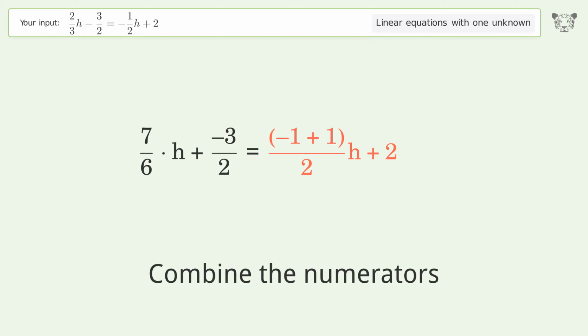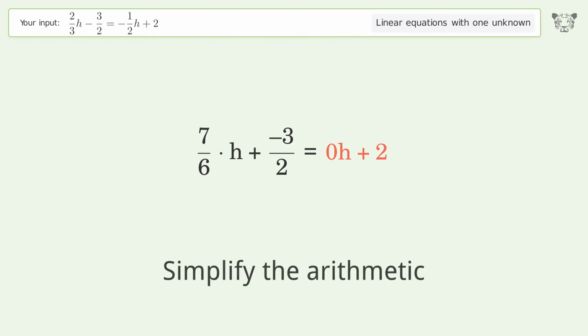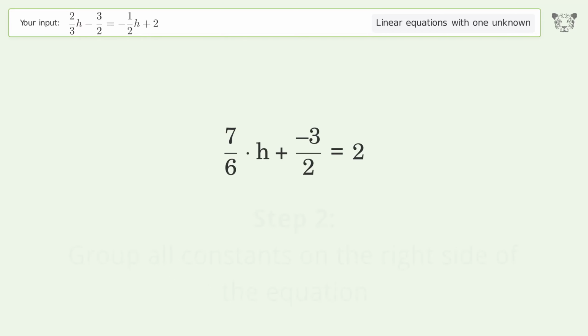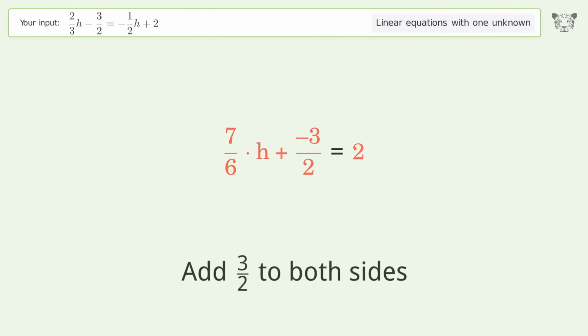Combine the numerators. Reduce the zero numerator. Simplify the arithmetic. Group all constants on the right side of the equation. Add 3/2 to both sides.